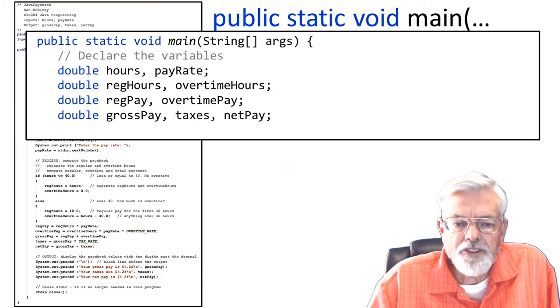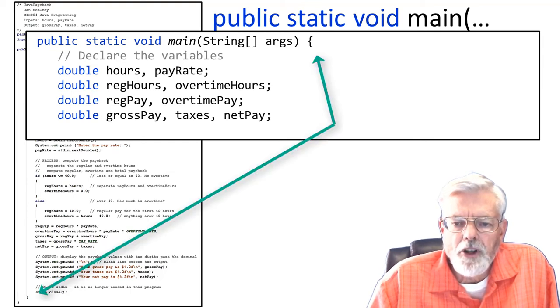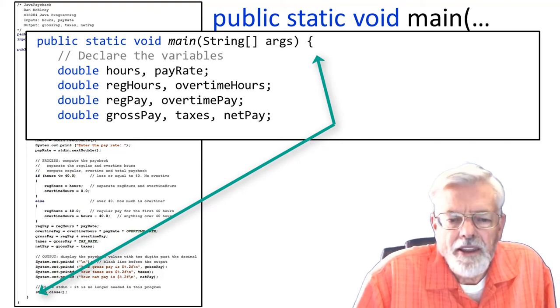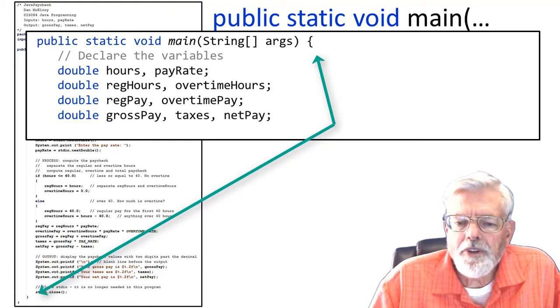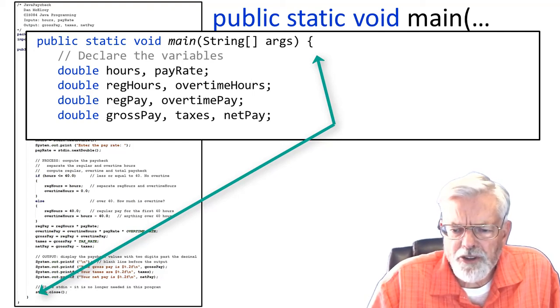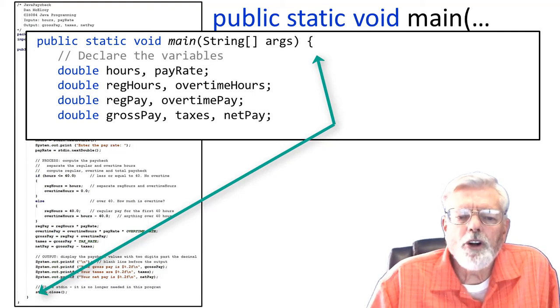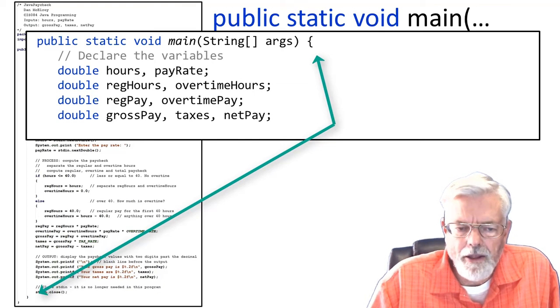The program itself is enclosed within the curly braces, starting with the line public static void main, open curly brace. The character that follows the closing parenthesis is the open curly brace. There needs to be a closed curly brace near the end of the file.